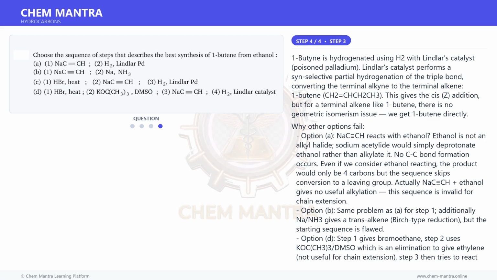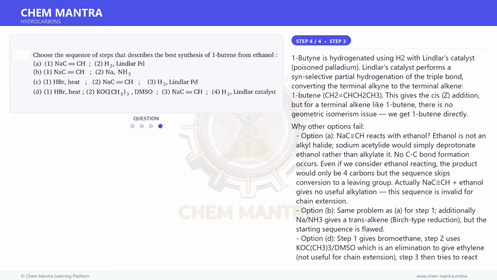And for the final step, 1-butyne is hydrogenated using H2 with Lindlar's catalyst, poisoned palladium. Lindlar's catalyst performs a selective partial hydrogenation of the triple bond, converting the terminal alkyne to the terminal alkene, 1-butene, CH2=CHCH2CH3. This gives the cis (Z) addition, but for a terminal alkene like 1-butene, there is no geometric isomerism issue, we get 1-butene directly. Why other options fail?